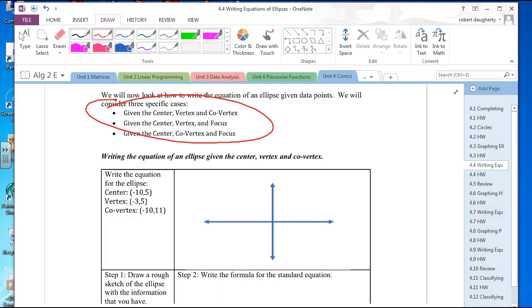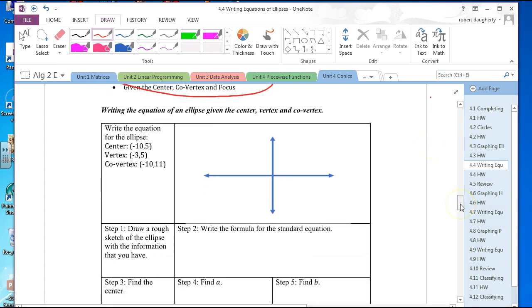We're going to run through 3 scenarios here. I give you the center, a vertex, and a covertex. I give you the center, a vertex, and a focus, or the center, covertex, and focus. And you tell me what the equation is. I give you a graph here, and on the quiz you'll probably see instructions like space to show your work. This graph is there to help you. If you need it to figure this out, I'm not grading that. I'm really grading what the equation is.